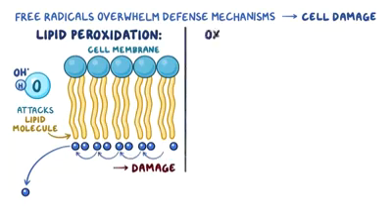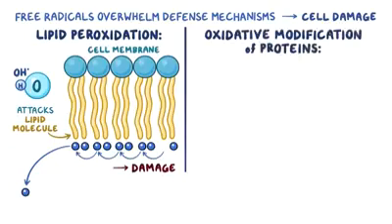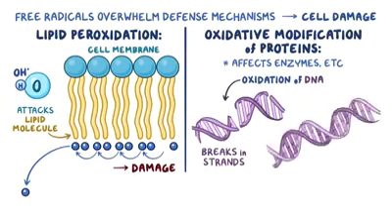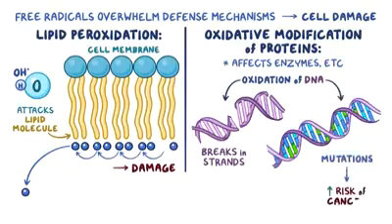Free radicals can also cause oxidative modification of proteins, which affects the function of enzymes and other structural proteins. Oxidation of DNA can cause breaks in the DNA strands, and can also induce mutations which increase the risk of cancer.